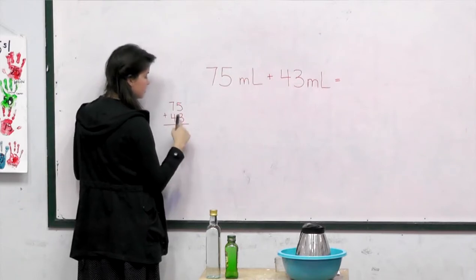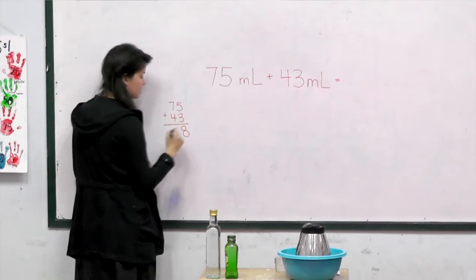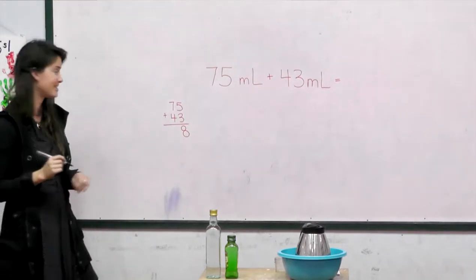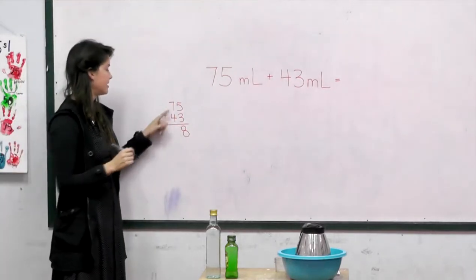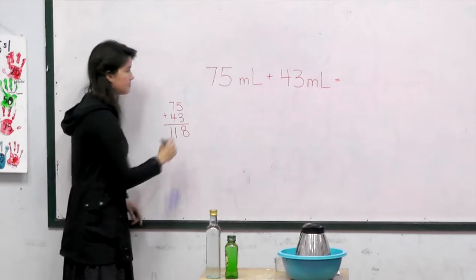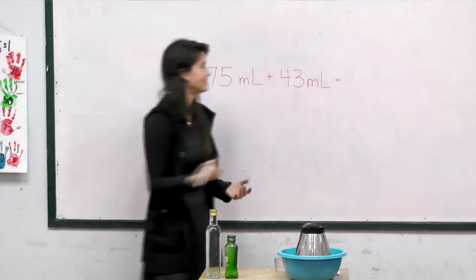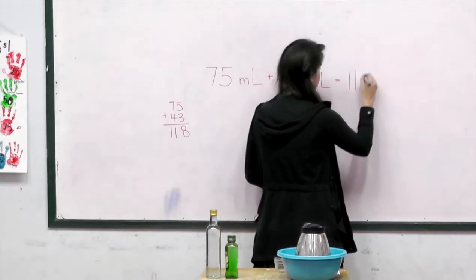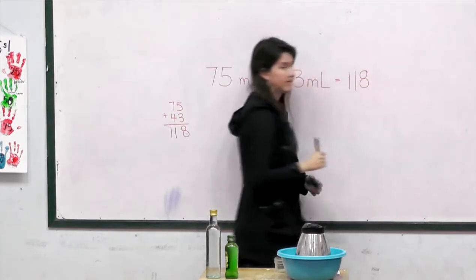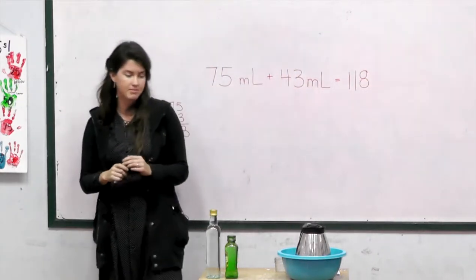5 plus 3 equals 8. 7 plus 4 equals 11. Very nice. And we do our ones place and then our tens place. What's our whole answer? 118. So that's how we solve those problems. Okay, friends? We'll do a couple more addition problems like that.